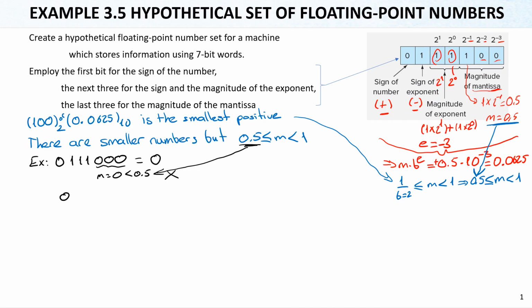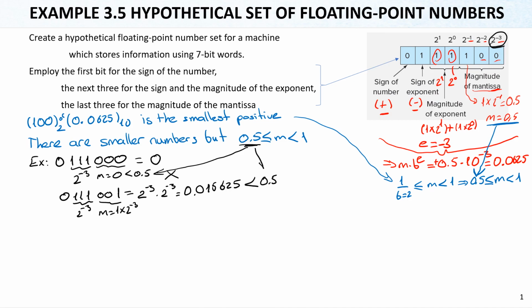Similarly, 0 1 1 1 0 0 1, for example, is the same. Here we have 2 to the power -3, and m is 1 times 2 to the power -3, from the mantissa, and from the exponent it is also -3. The result is 0.015625. This is again smaller than 0.5, which is the lower limit, so this can't happen either.